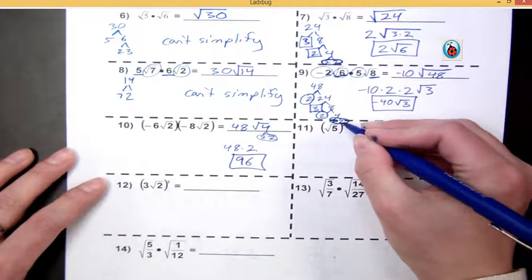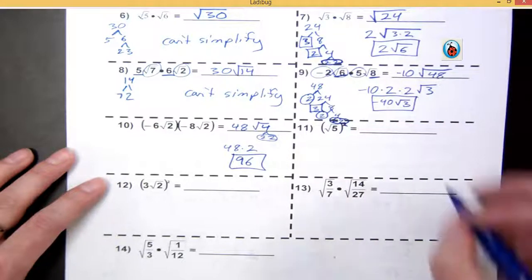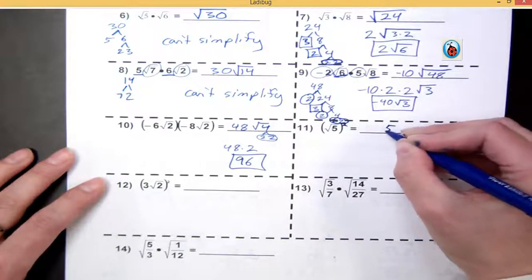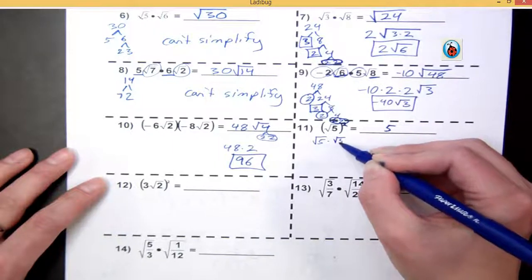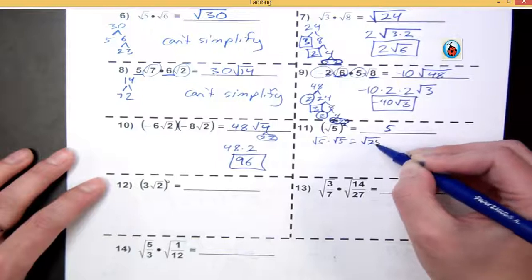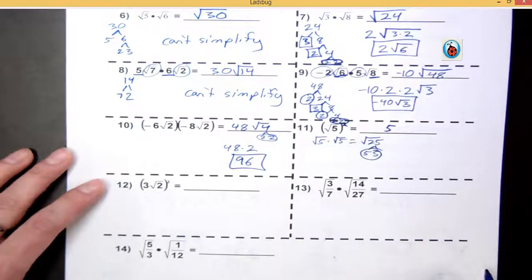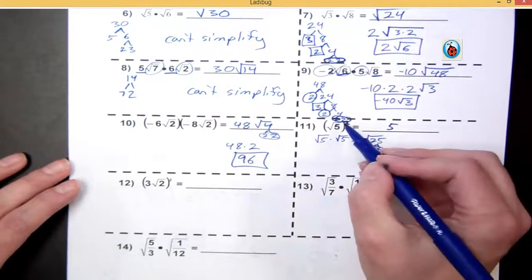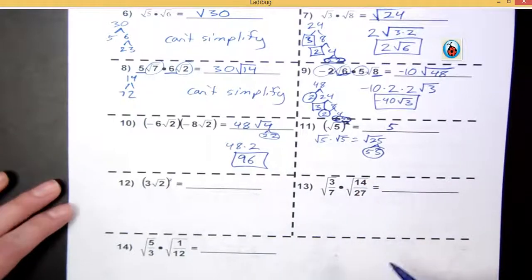Here, and I'm sorry, I wrote over that, this is a squared. Square root of 5 squared is just 5. If you want to see the math of that, I do square root of 5 times square root of 5 gives me root 25, which then I break back down to 5 and 5, which become the whole number. That square root, if that's all that's there, the square root and squared cancel each other out.